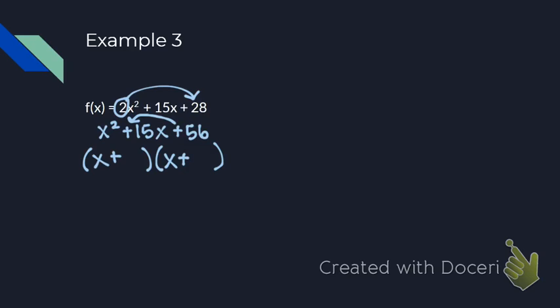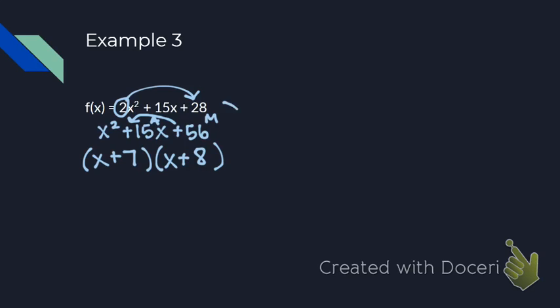So in this case, they're both positive values. Now I have to figure out what adds up to 15 that multiplies to 56. Okay, and I'm going to use 7 and 8. 7 plus 8 is 15. 7 times 8 is 56.